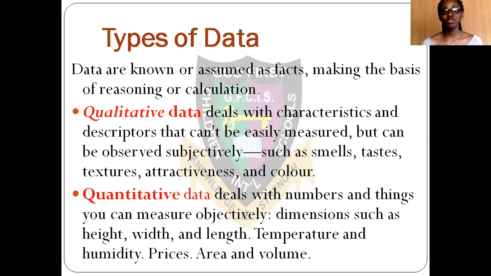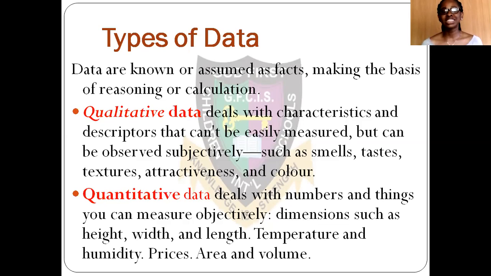So these are examples of qualitative data. And for you to keep a good record of this type of data, you need statistics to give you appropriate information on qualitative data. So qualitative data is one type of data that deals with characteristics and descriptors that cannot be easily measured but can be observed subjectively, such as smells, taste, textures, attractiveness, and color.